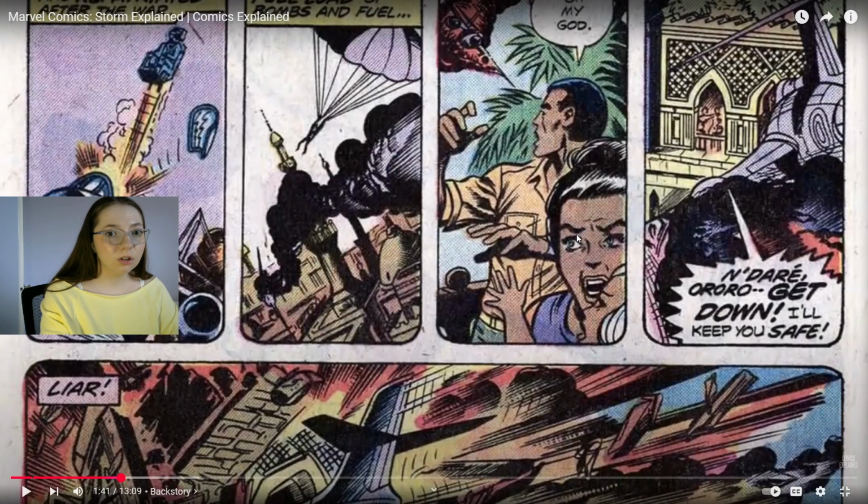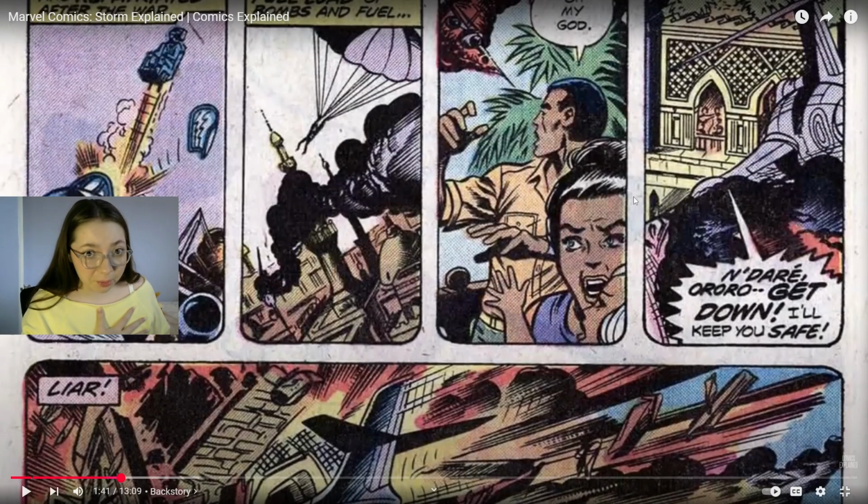I didn't expect her origin to be so dark and war-ridden. This is already not what I expected at all. She was not old enough to defend herself. But honestly, Storm's parents were troopers.